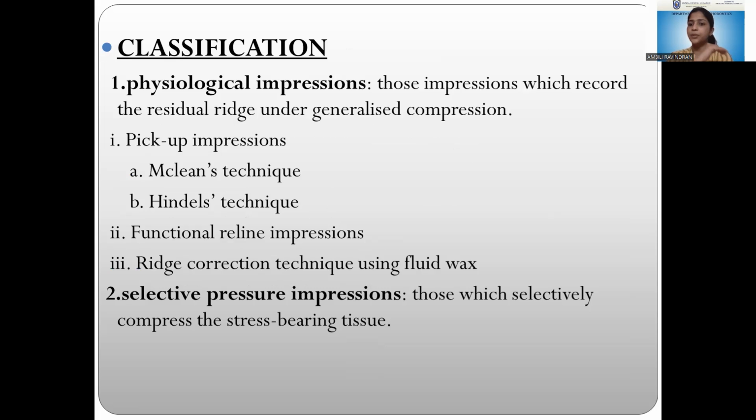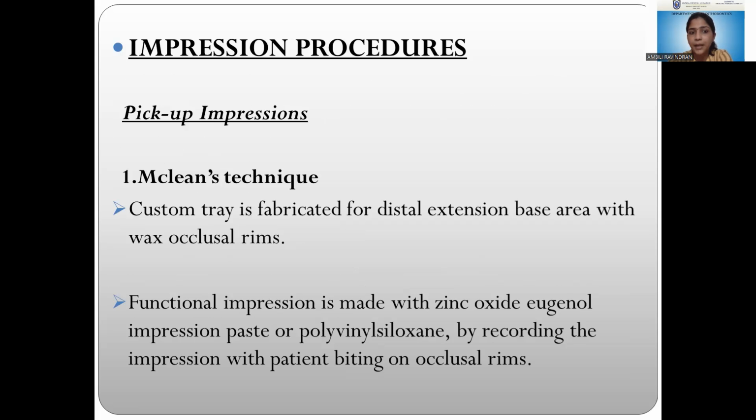In the physiological impression technique, all the soft tissues will be recorded under a compressed state. And in the selective pressure technique, the compression will be given only to the stress-bearing tissue. So coming to the first technique, that is the physiologic method, there are two methods: the McLean technique and the Hindle technique, then the functional relining technique, and the ridge correction using fluid wax system. The first one is the pickup impression method.